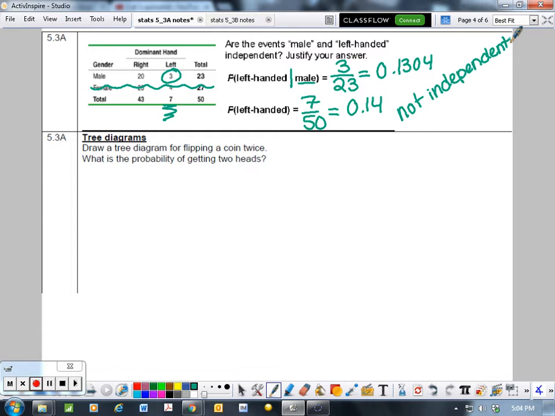Okay, so now we're going to look at drawing some tree diagrams and situations like that. So we're going to draw a tree diagram for flipping a coin twice. Tree diagrams are great when you have multiple events occurring. So the first time I flip a coin, I have 2 options. I can have heads or tails. Since these are equally likely, they have a probability of 0.5.